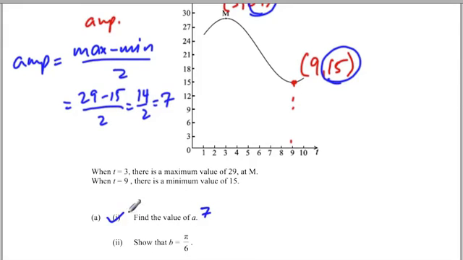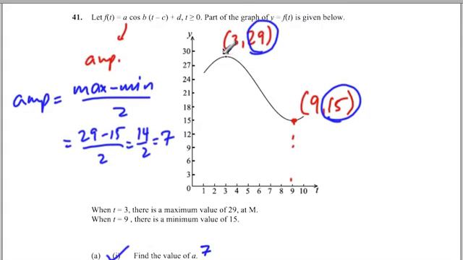Now, second part, show that B is equal to pi over 6. Whenever they say show, you cannot use this as your starting point. This is your final point. You want to end up with B equals pi over 6. So how do we do that? If you observe over here, if you have your max and min, this is actually just half a cycle. So from 3 to 9 is half a cycle.